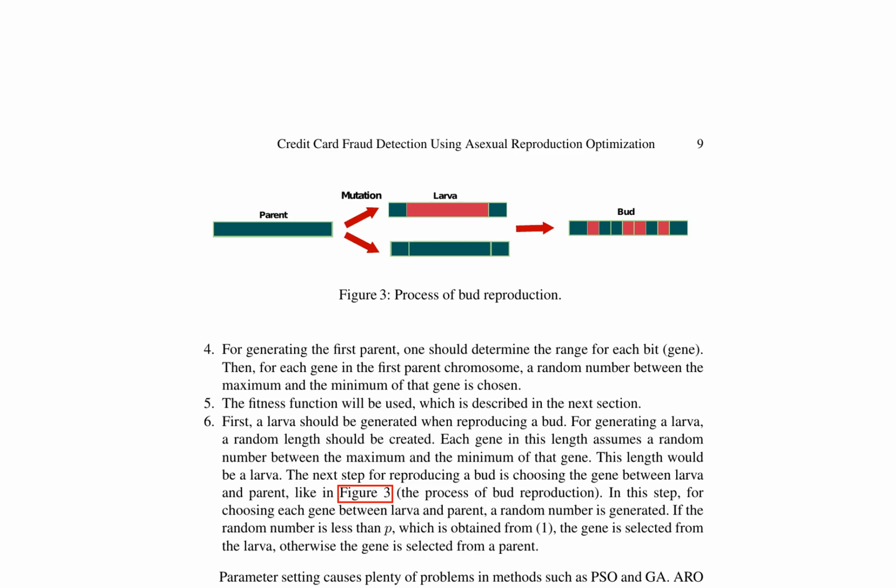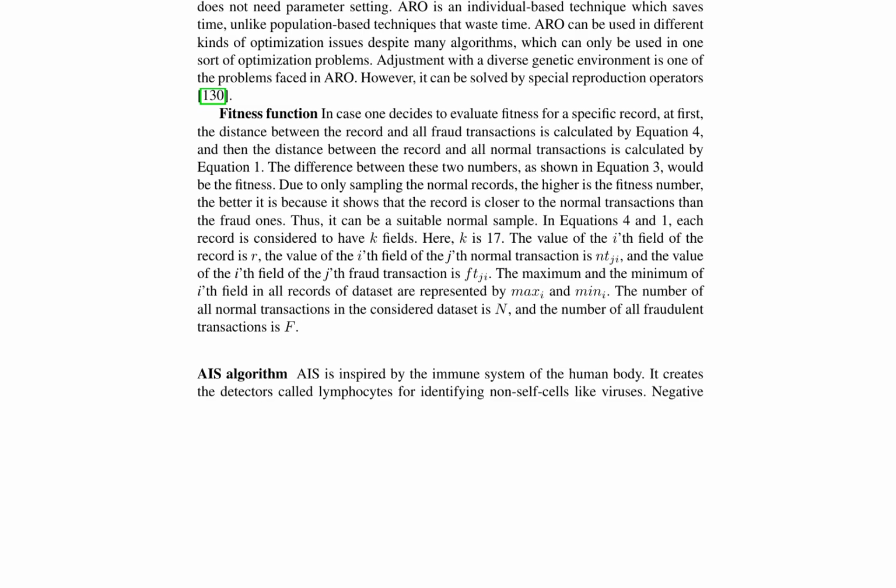Credit card fraud detection using Asexual Reproduction Optimization and Artificial Immune System (ICE) algorithms are two distinct approaches to identify fraudulent transactions in a dataset. The ARO algorithm uses an asexual reproduction process, where a parent generates a bud, which then undergoes a process of larva generation and selection. This process is repeated until a suitable normal sample is identified, with the fitness function evaluating the distance between the record and both fraud and normal transactions.